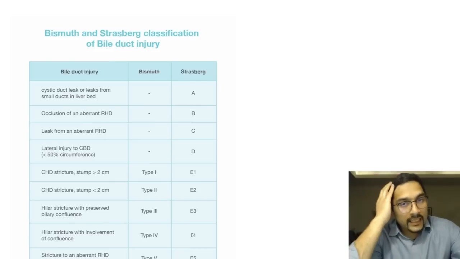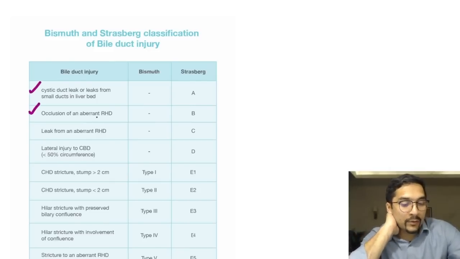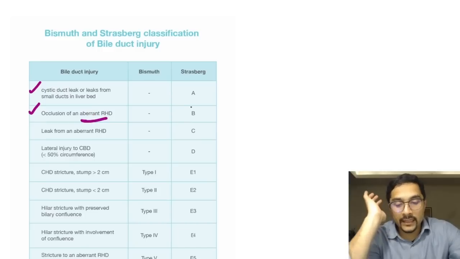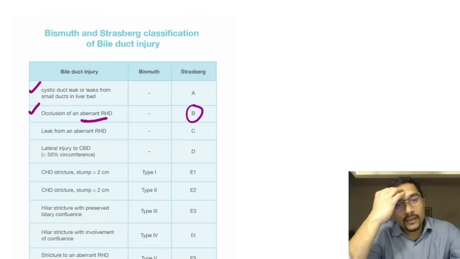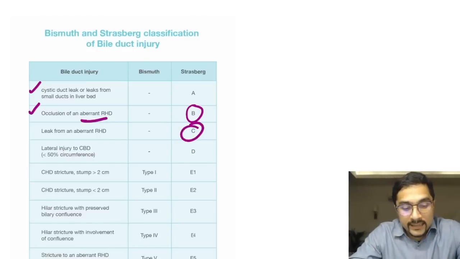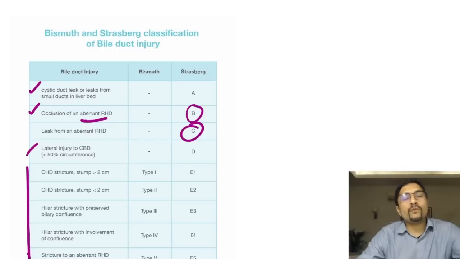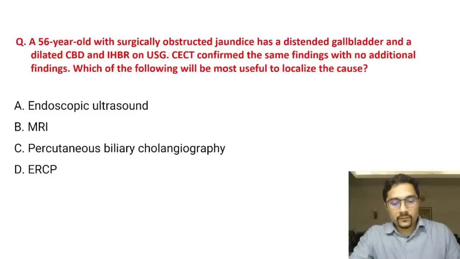Now, small leaks from the cystic duct are Strasbourg A. Occlusion of an aberrant right hepatic duct is B, which is what was mentioned in the question stem. Leak from an aberrant right duct is type C. Lateral injury to CBD is D. And then you have 1 to 5 or E1 to E5, both of them mean the same thing.